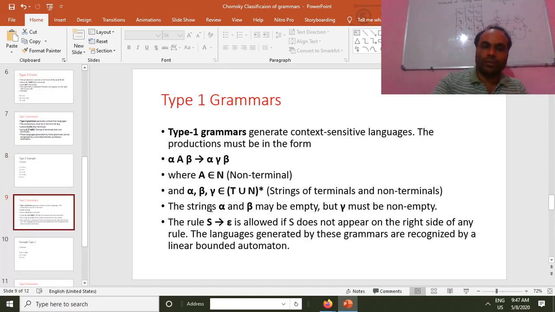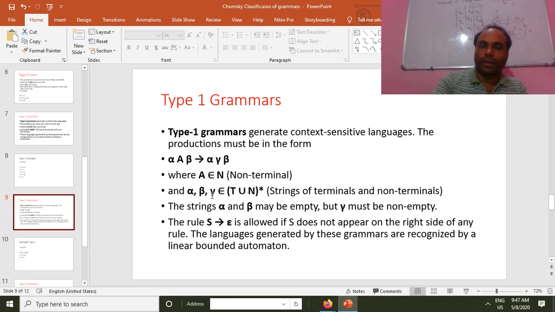Next you are going to see type 1 grammars. Type 1 grammars generate context sensitive languages. The production must be in the form alpha A beta to alpha gamma beta, and this capital A may be any non-terminal symbol.